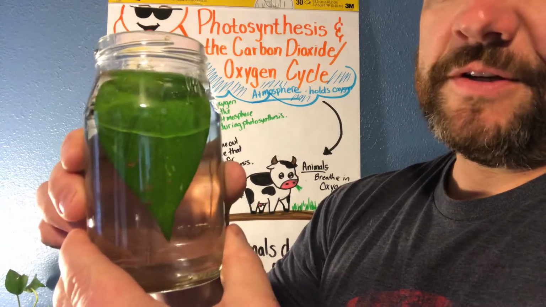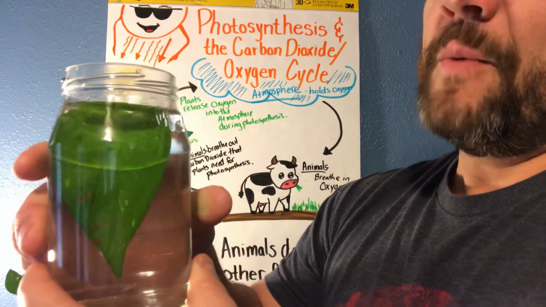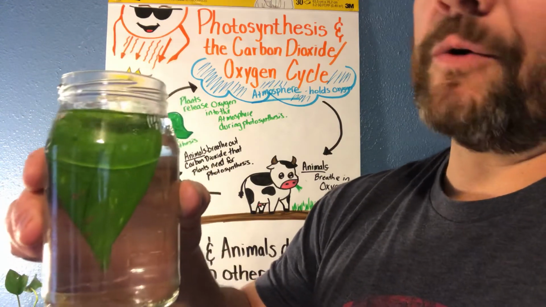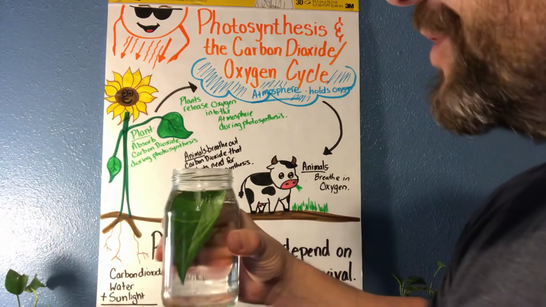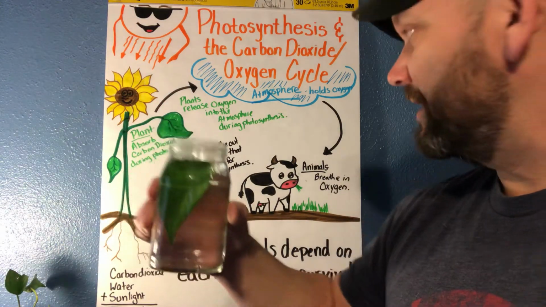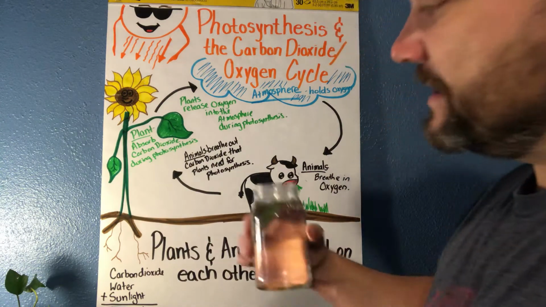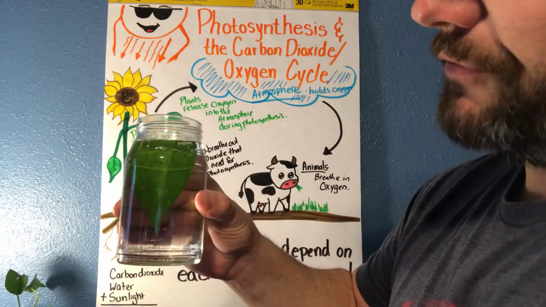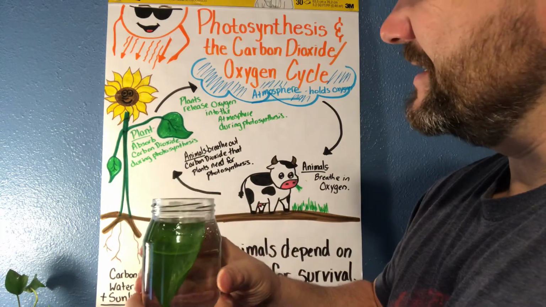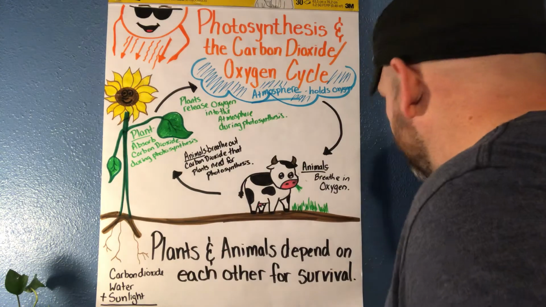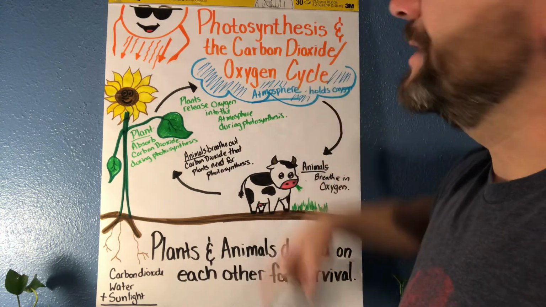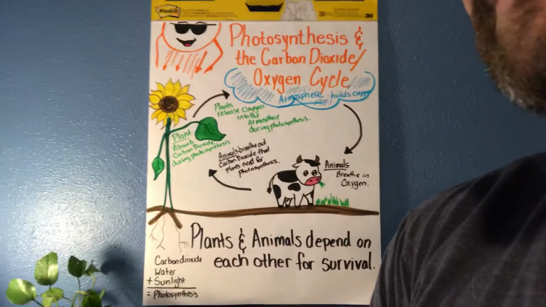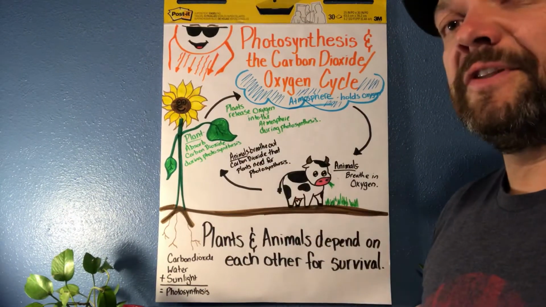So you just get 2 jars, fill them with water, put a leaf in each, put 1 jar in direct sunlight for an hour or up to a day, but an hour is plenty of time. And then put the other jar in a dark area, like in a closet. And what ends up happening is the leaf that's in sunlight, you'll see tiny little bubbles all over the leaf. And that is due to photosynthesis, which we're going to talk about a little bit today: photosynthesis and the carbon dioxide/oxygen cycle. So you can zoom in on this if you need to during the video.